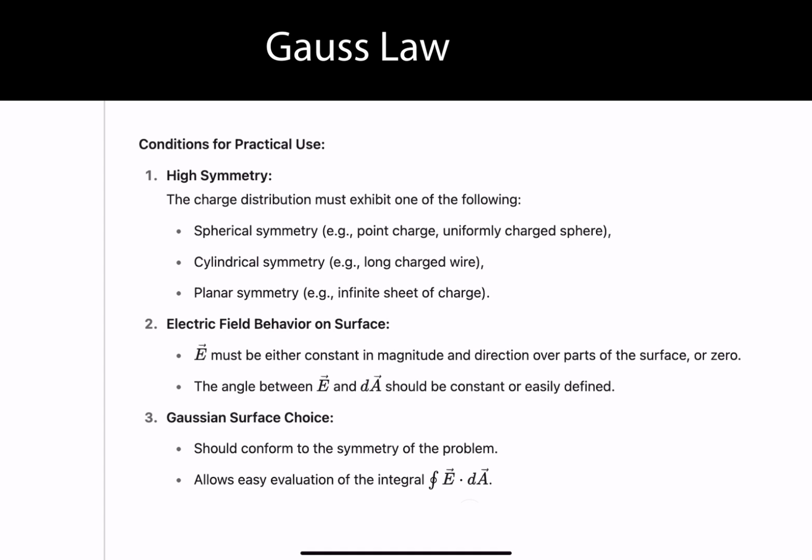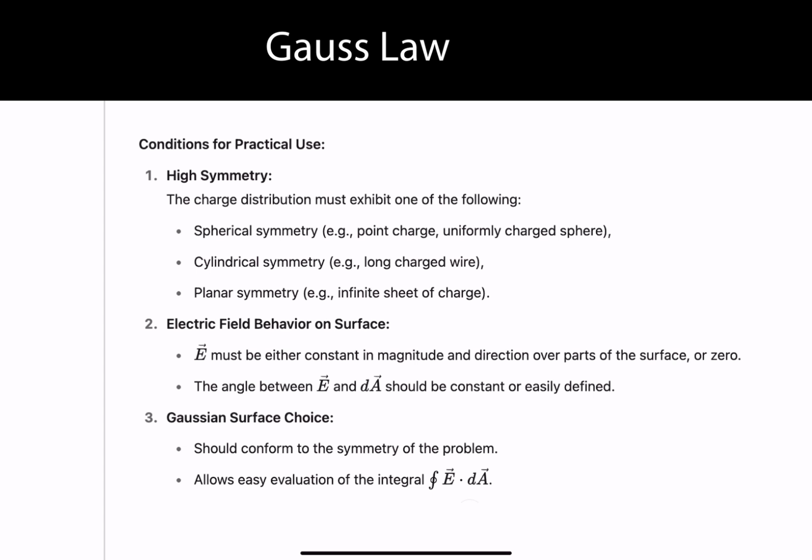Now, among the conditions for practical use, we also understand that the electric field must either be constant in magnitude and direction over the parts of the surface, or it must be zero. And also, the angle between the electric field and the area must be constant, or it should be easily defined.